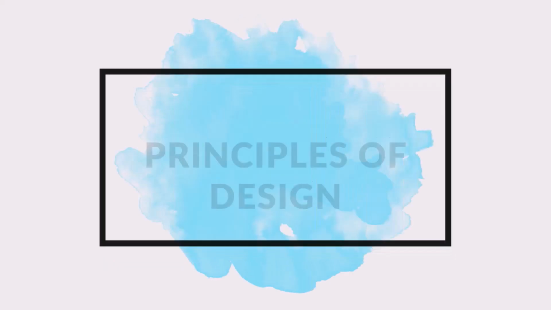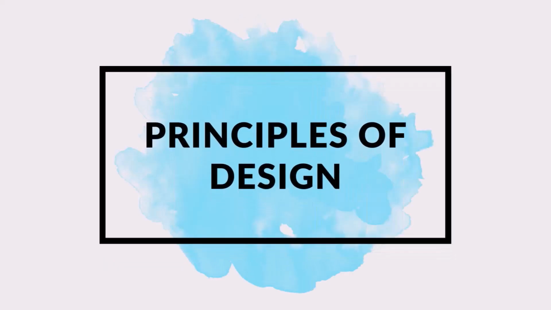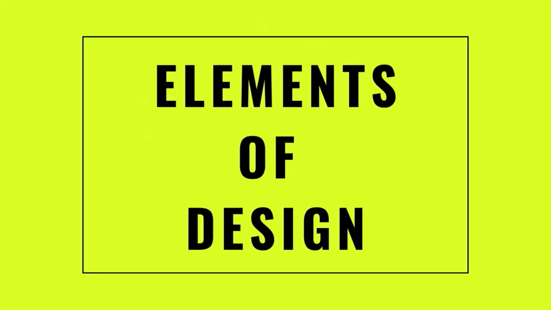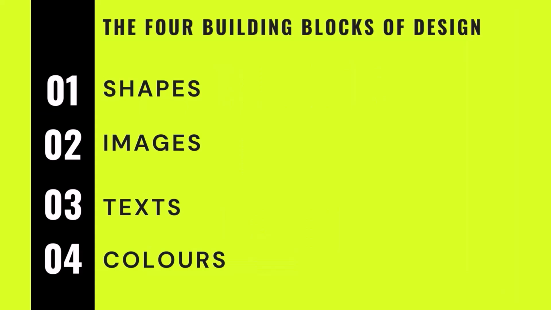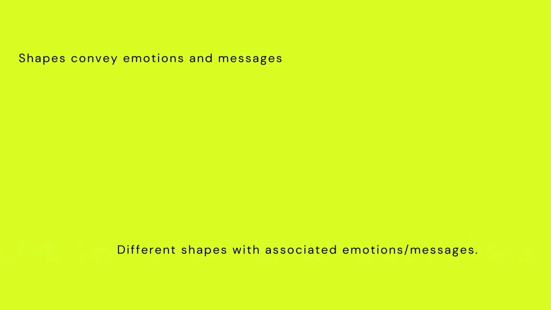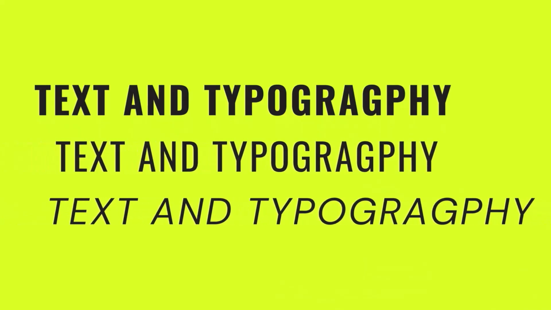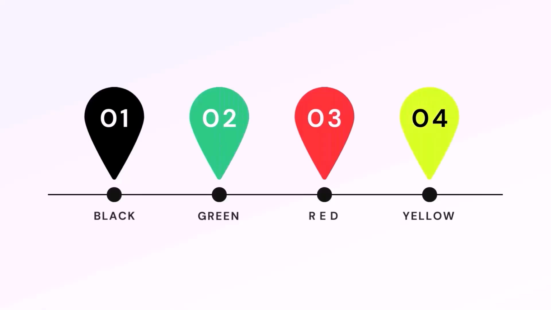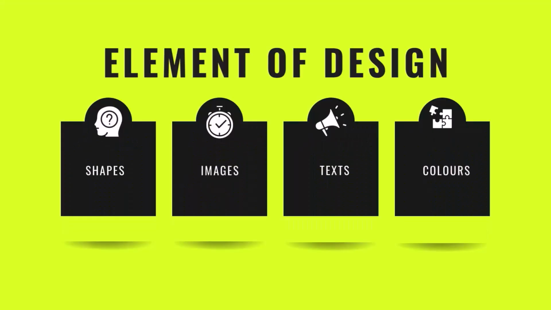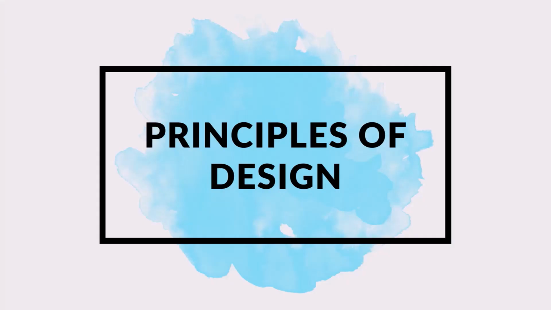Welcome back, guys. So today we want to talk about the principles of design. When you combine the principles of design with elements of design, you get a perfect design. And we've spoken about the elements of design, what we talked about: the shapes, images, text, and colors. So when you couple all these elements of design with the principles of design, you're going to get a perfect and great design. So right now, let's talk about the 7 principles of design.